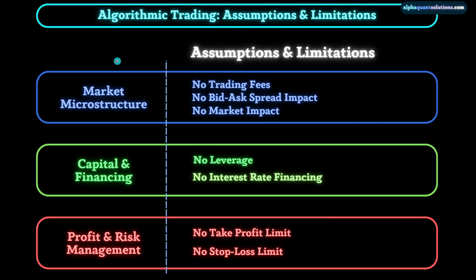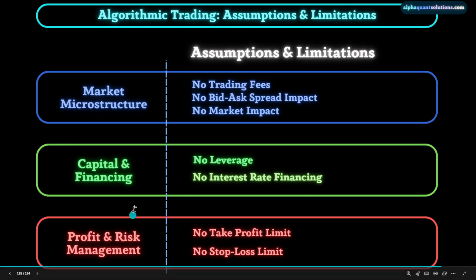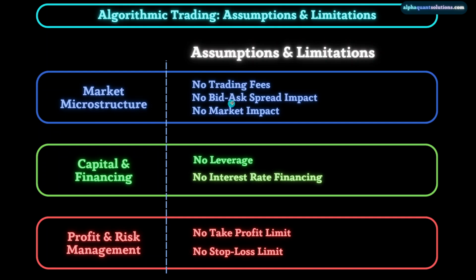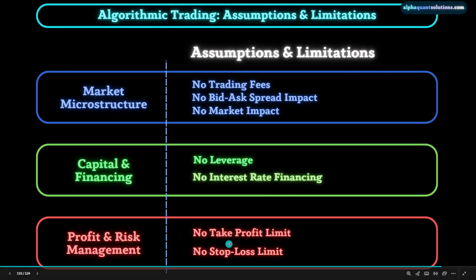Now, before reviewing the performance of the algorithm, let's first discuss the assumptions and limitations of our method. So first, in terms of market microstructure, we do not consider any trading fees, any bid-ask spread, or market impact. Also, from a capital and financing point of view, there is no leverage, no interest rate financing. And from a profit and risk management point of view, we do not consider any take profit limits or stop loss limits.